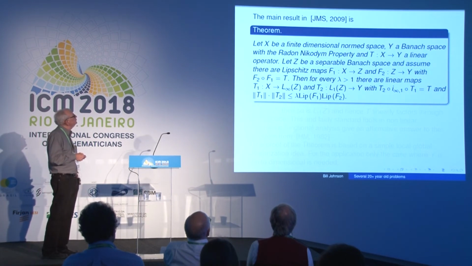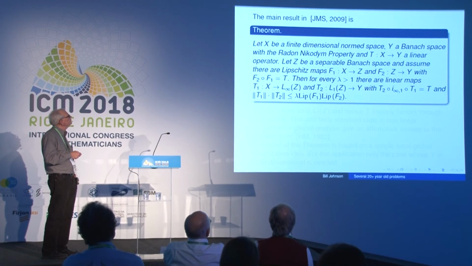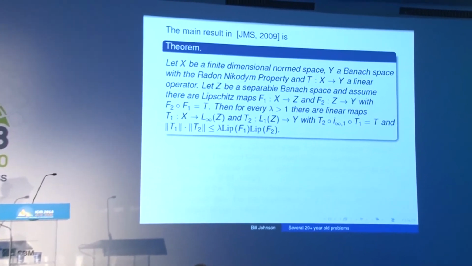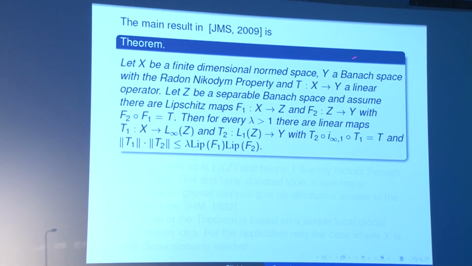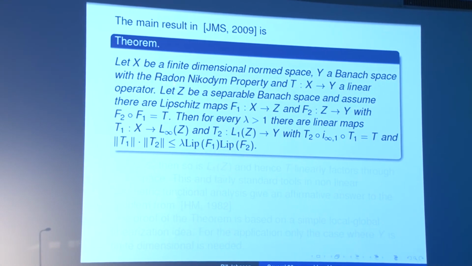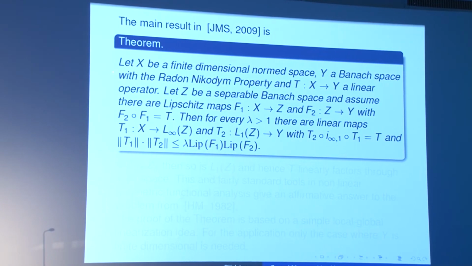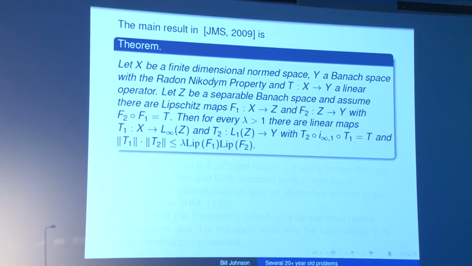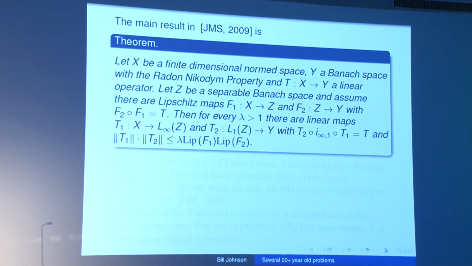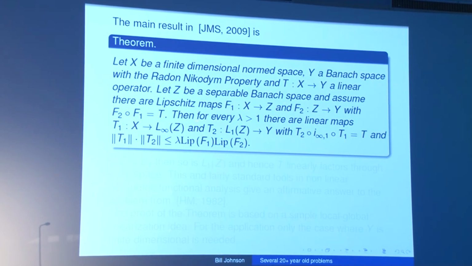So this is what we proved. It looks like a modest result, but it gets what we need. Suppose X and Y are finite dimensional. Well, Y doesn't have to be finite dimensional. Reflexive is enough, or Radon-Nikodym, which I won't bother defining, is enough. But we care about the case of finite dimensional ones. And suppose you have a linear operator from X into this Banach space Y. And suppose it has this Lipschitz factorization through some Banach space Z.